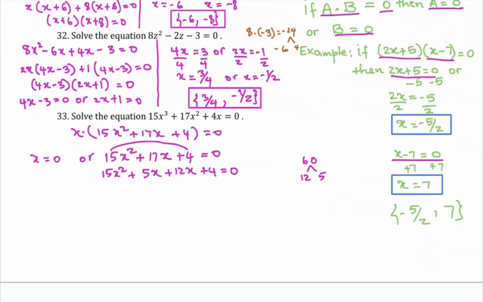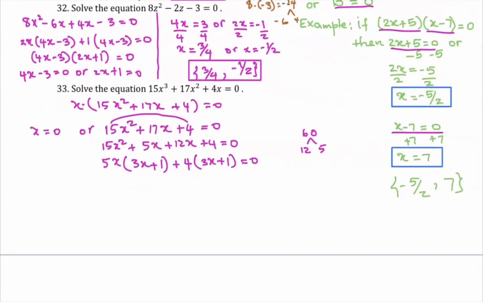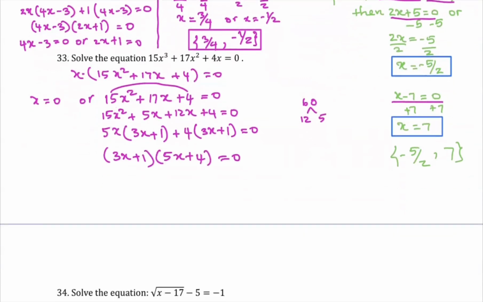Now factor the GCF from the first group. 5x, 3x plus 1 plus this time 4, 3x plus 1 equals 0. So factor the 3x plus 1. That'd be 5x plus 4 equals 0. And then now we can solve 3x plus 1 equals 0 or 5x plus 4 equals 0.